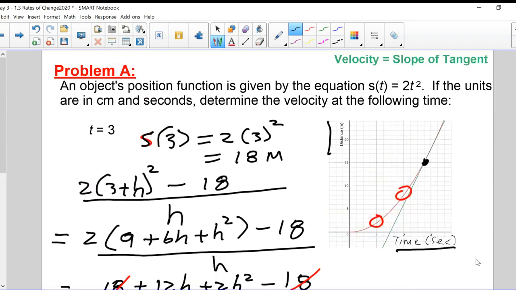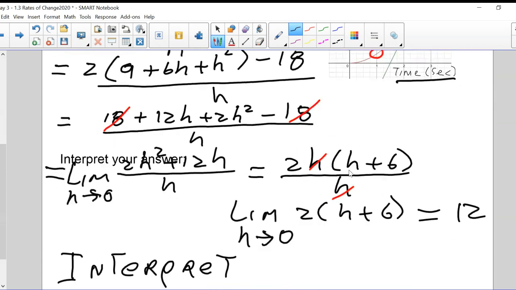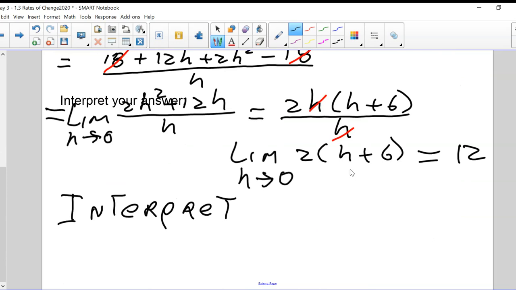If we go back to what the question was telling us, it's actually centimeters. The question was telling us that units are in centimeters and seconds. So this S here represents the distance in centimeters from some point. So when we get an answer of 12 as a rate of change, it's measuring how many centimeters at the 3-second mark you are moving per second. So this really, first of all, right?